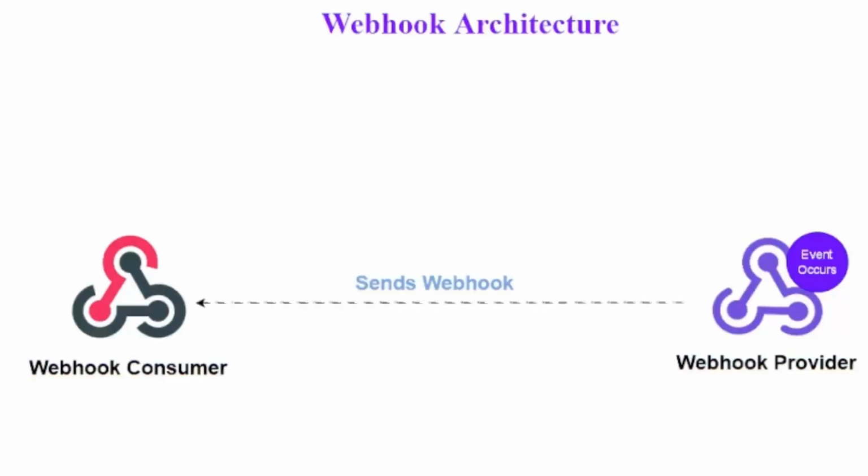A webhook is like a digital messenger. At the heart of it, there are two key players, the webhook provider and the webhook consumer. The provider is the system where the event happens, like a payment gateway, a user sign up service, or a form submission tool. When something important occurs, the provider sends a message, an HTTP POST request, to a predefined URL. The URL belongs to the consumer. The webhook consumer is your application waiting to receive that message. It's like a listener or a doorbell. When the provider rings it, your app wakes up and processes the data.